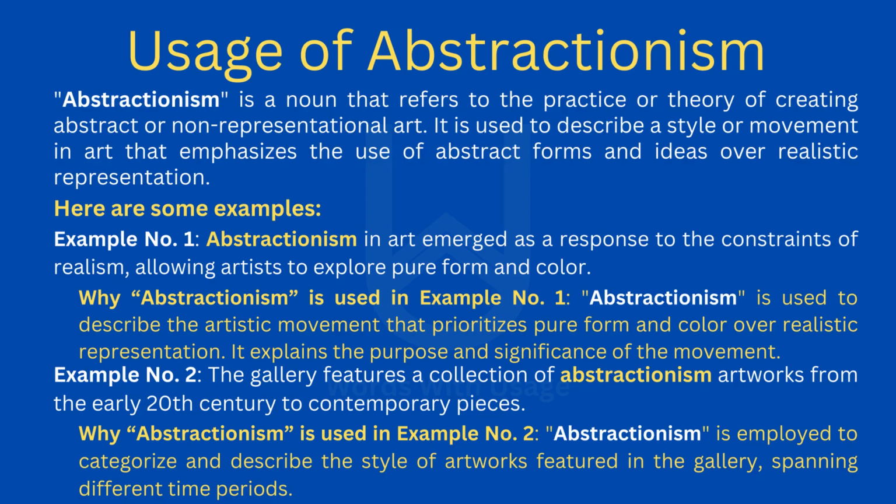Example number 1: Abstractionism in art emerged as a response to the constraints of realism, allowing artists to explore pure form and color. Why abstractionism is used in example number 1: Abstractionism is used to describe the artistic movement that prioritizes pure form and color over realistic representation. It explains the purpose and significance of the movement.